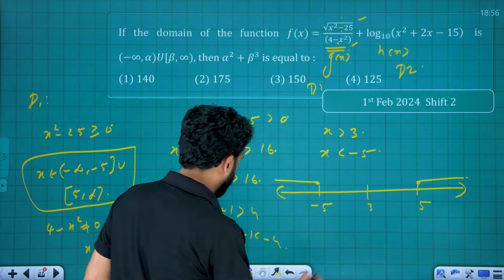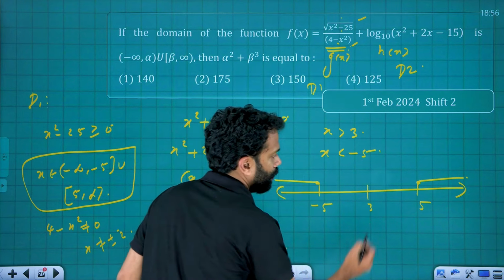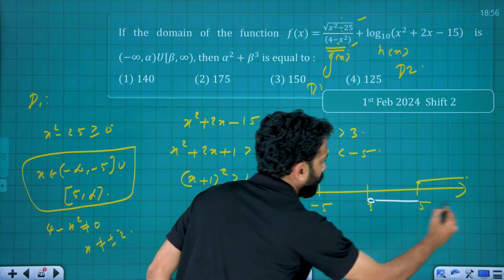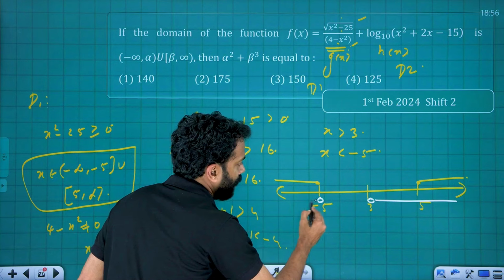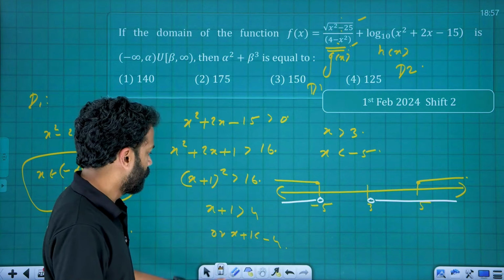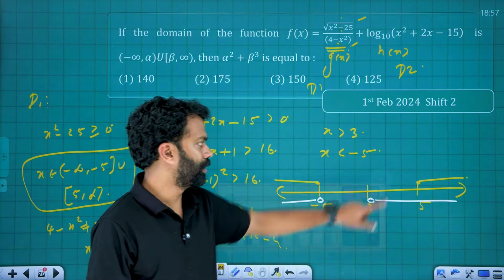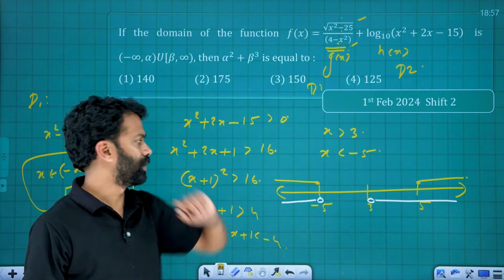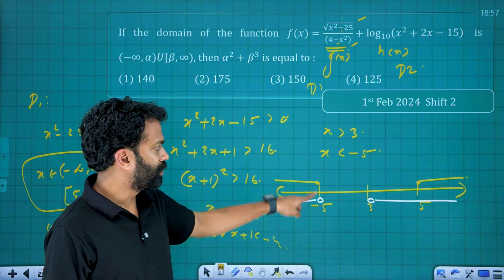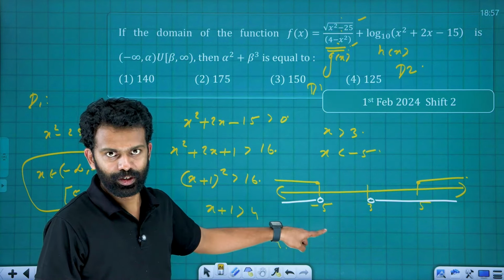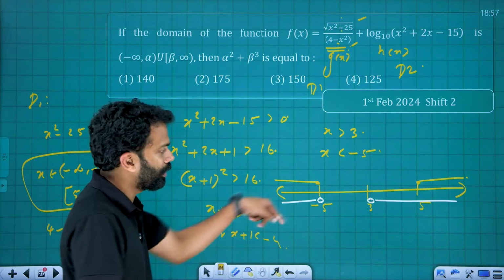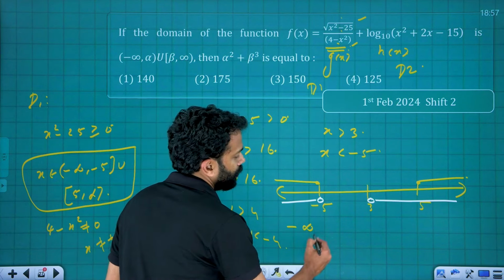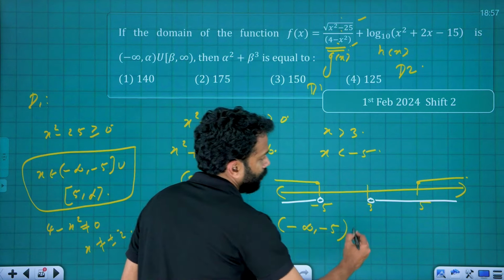Okay. Greater than 3 means another ink. Greater than 3 means from here to here and less than minus 5 means from here to here. Just observe what is common in these two regions. If you want, just pause the video and identify what is common in these two regions. See, minus 5 is in here, but it is not in here. Don't include minus 5. Okay, other region is here, therefore it will be minus infinity to minus 5 union.